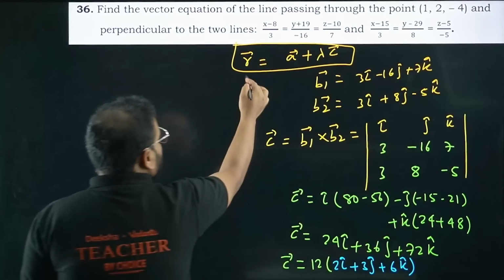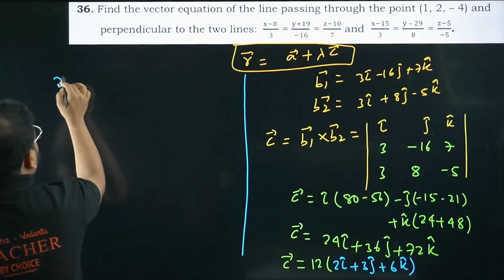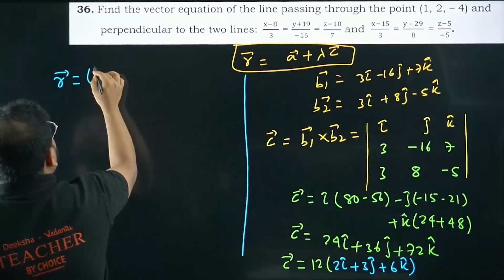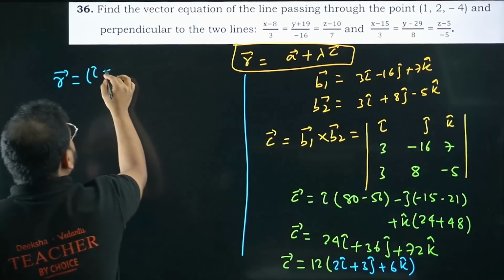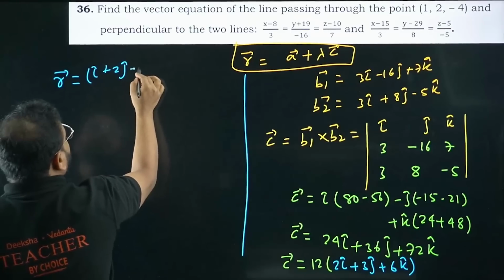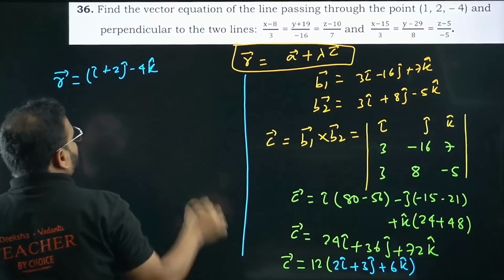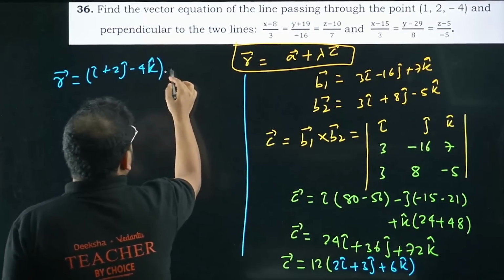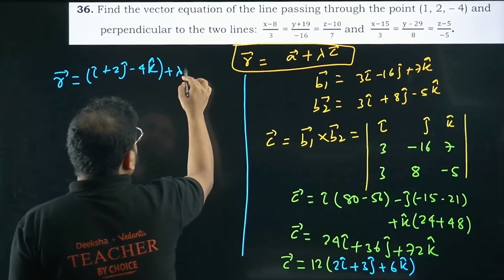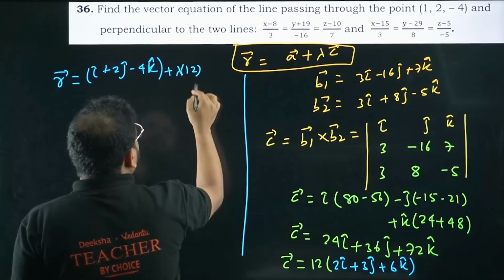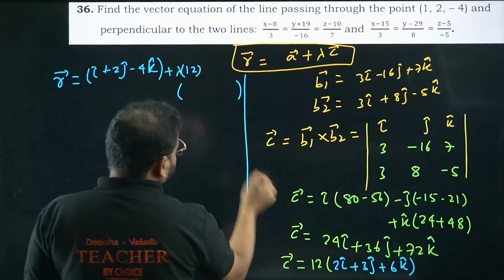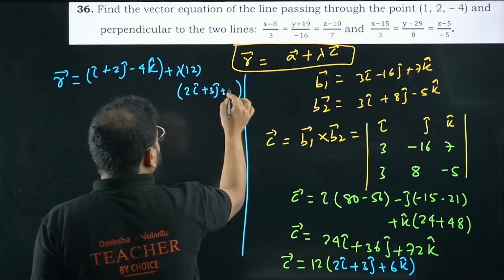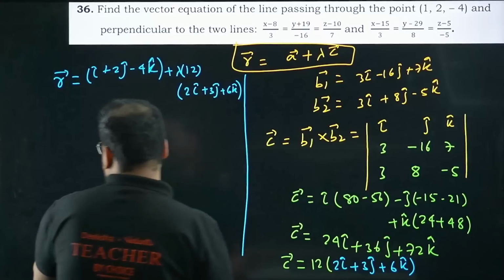Now look for the final answer. So vector R will be nothing but A. What is A? i cap plus 2j cap minus 4k cap. This is this one. I have a lambda over here, so write this plus lambda times of 12 is there, right? So here 12 also, and the vector 2i cap plus 3j cap plus 6k cap. Look at the final answer, please.